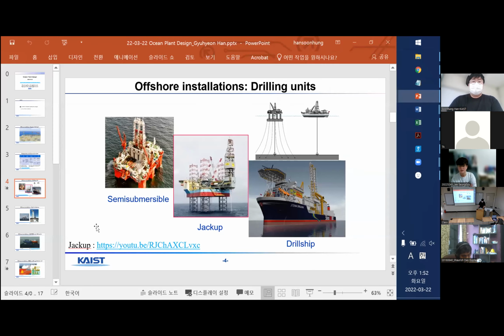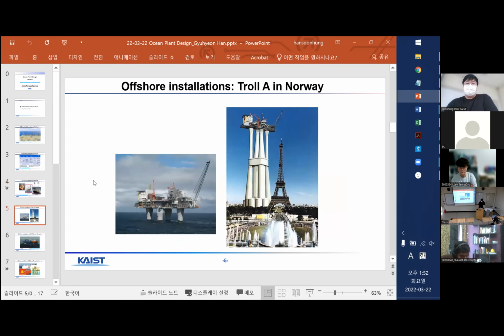But the semi-submersible does not have legs, so it controls the height with the ballasting system, which controls the specific weight of the structure, so it can control how deep the structure sits. I'm not sure about this part.